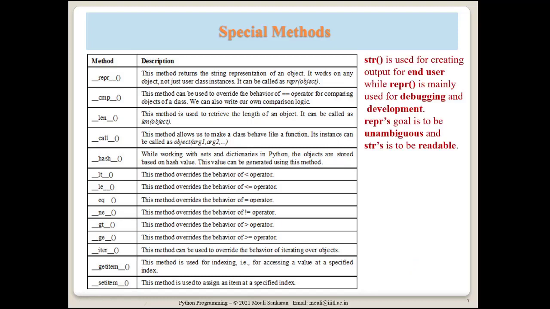Now, there is one thing I want to differentiate between the representer, REPR, and then STR. Where is STR, is it missing here? These two methods, STR is also a special method, and it is given as double underscore STR double underscore.